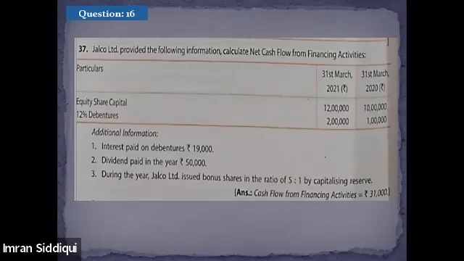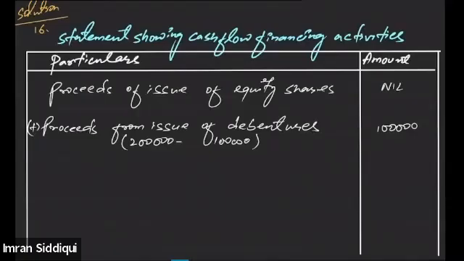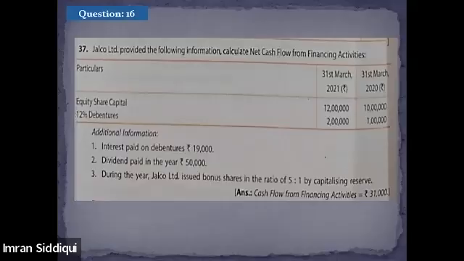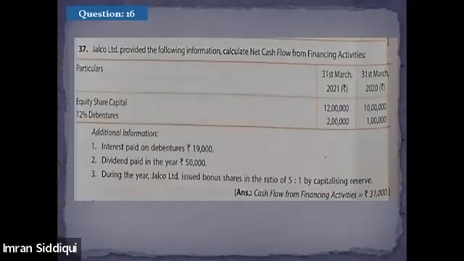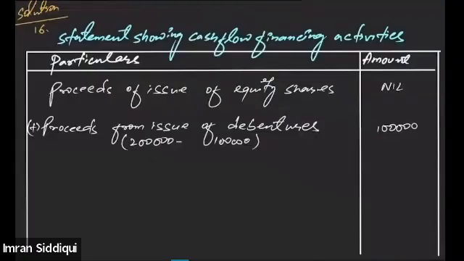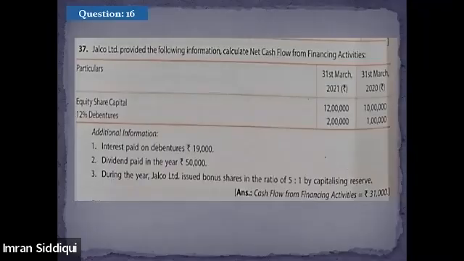Correct? Is that clear? Understood? Yes, we are talking about the debenture. At the end of the year, it was 2 lakh, and at the beginning of the year, it was 1 lakh. So that means in the current year, debenture of how much value have we issued? 1 lakh, right? Yes. Okay.